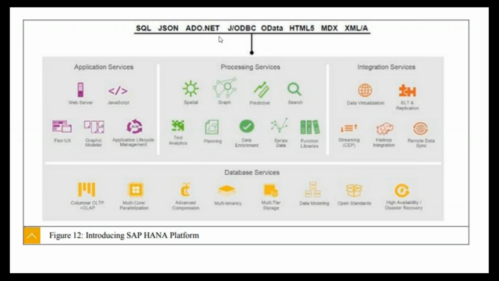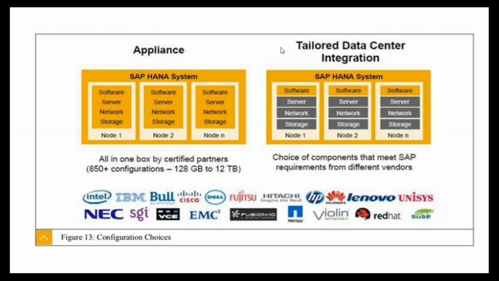And you can access this data which we have in HANA through SQL, JSON, ADO.NET, ODBC, OData, HTML, and all these things. OData is a gateway to access this data, guys. So if you want to access this data which is there in HANA from some other technologies, you have to have a gateway, the OData gateway. Using the OData gateway only, we can access this data in UI5 Fiori. What is the UI5 Fiori platform also, I'll explain.